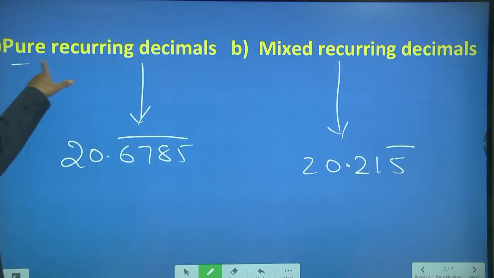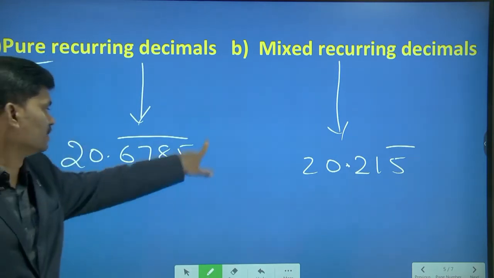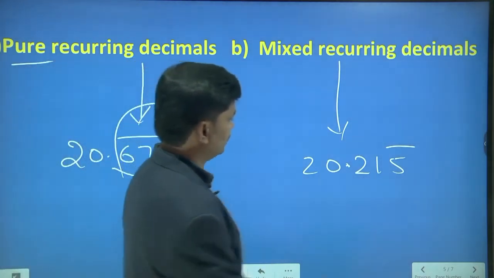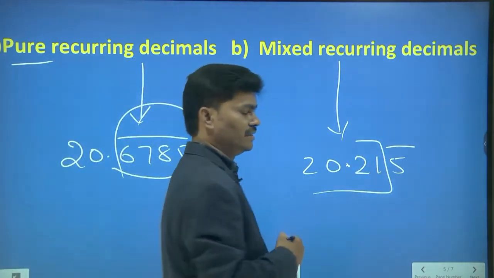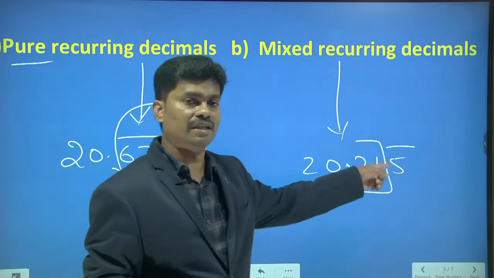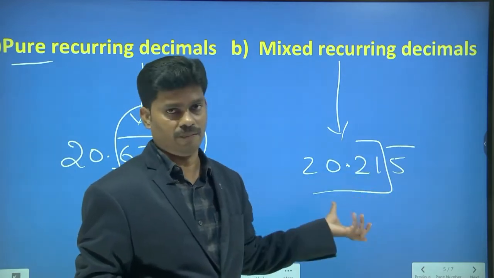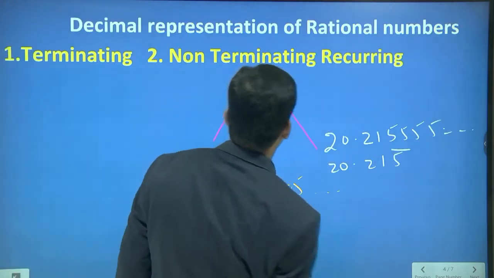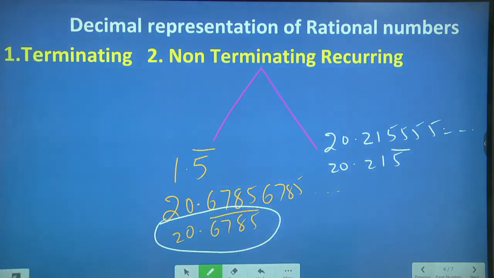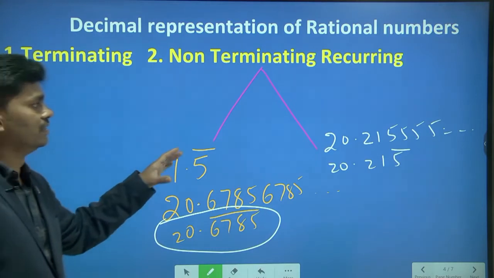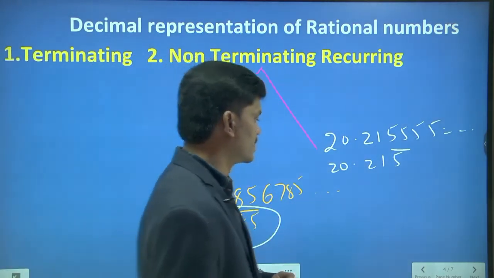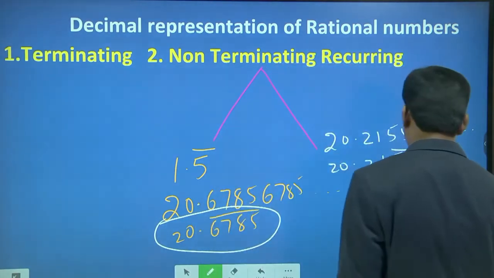Pure, in the name itself we have. Pure in the sense total. Totally we have the decimal bar. And here mixed, some digits after the decimal, we have repetition of the numbers. Hope you're following. So this is all about the decimal representation of rational numbers: terminating, non-terminating, recurring. Again, non-terminating recurring we can classify into two types, mixed and pure.